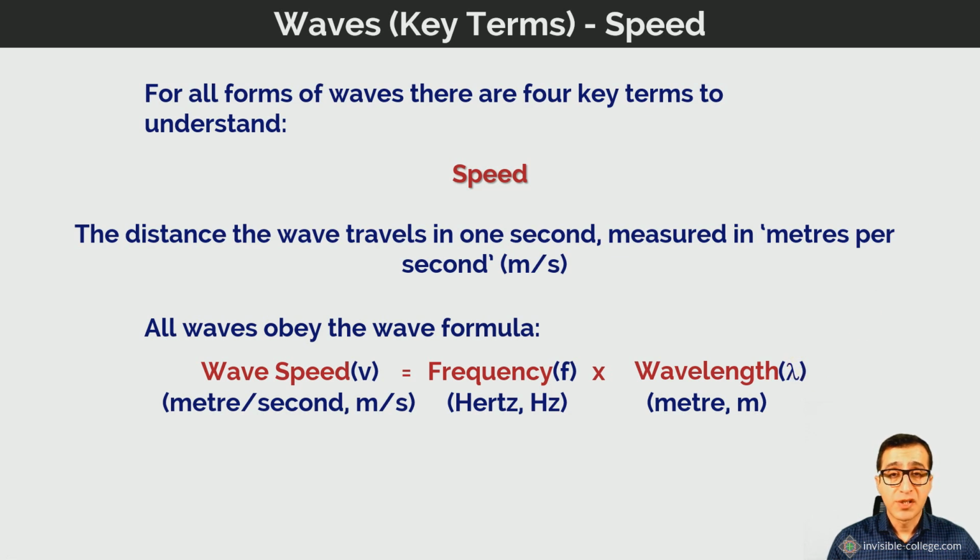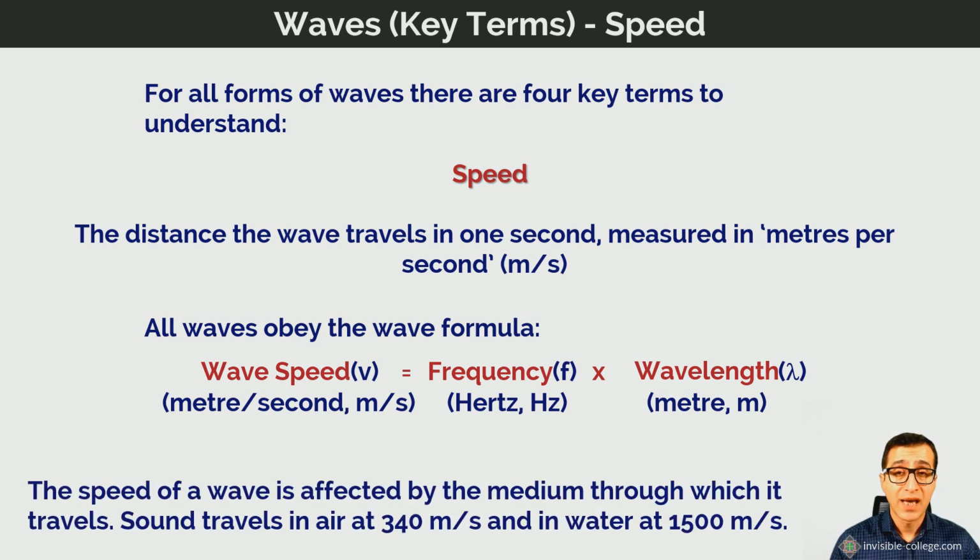So let's take, for example, the speed of sound in air. Now, the speed of a wave is affected by the type of material that it's traveling through. Sound requires a physical medium to travel through, as we'll see in later lessons. Sound travels in air at about 340 meters per second and travels in water at about 1500 meters per second.